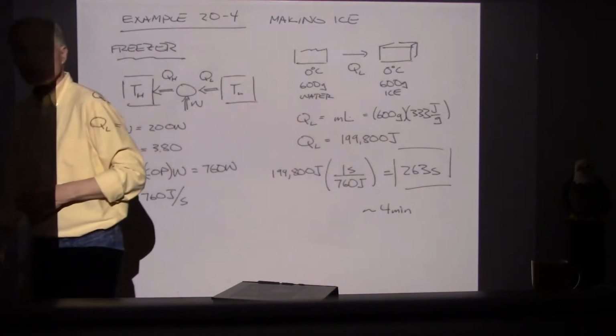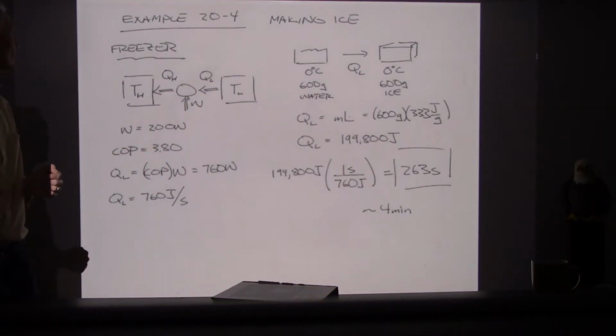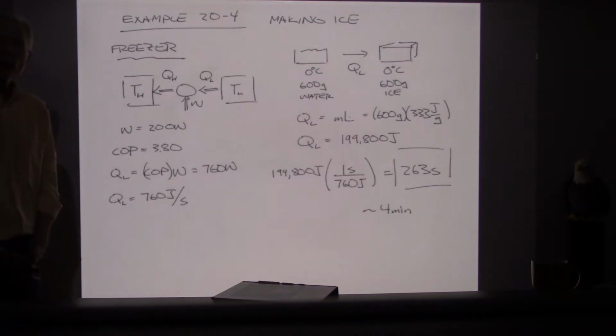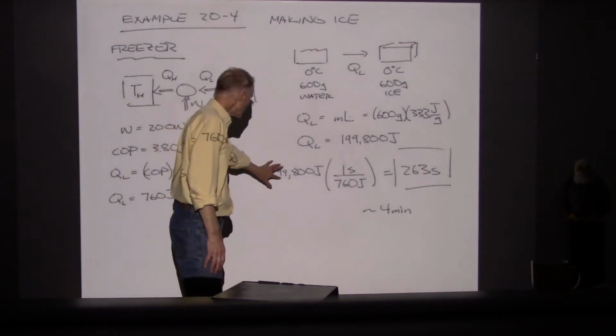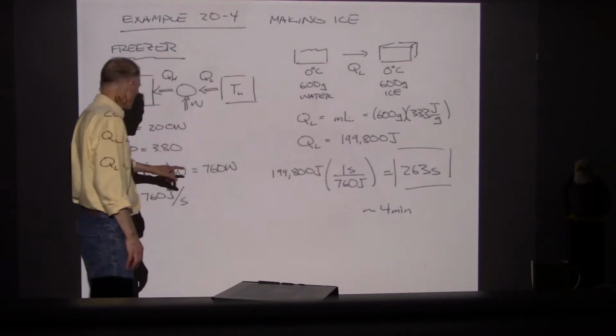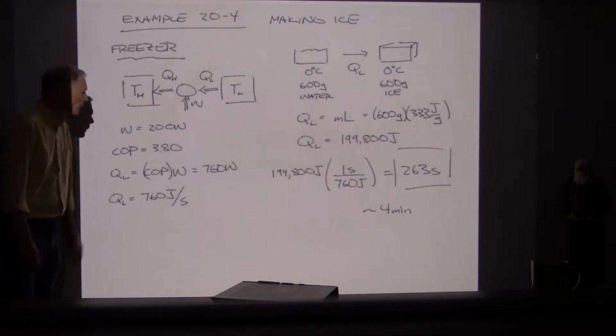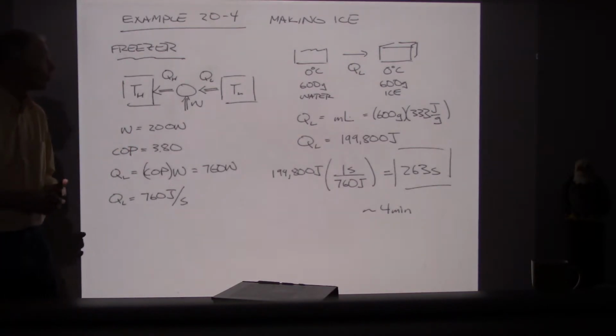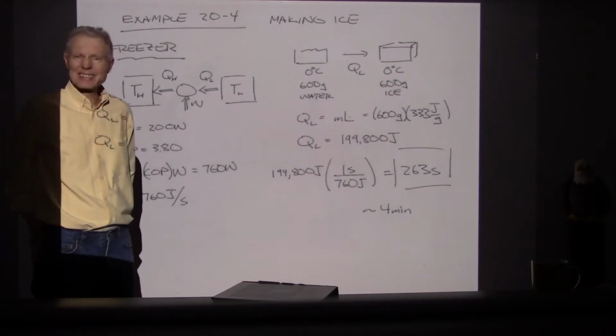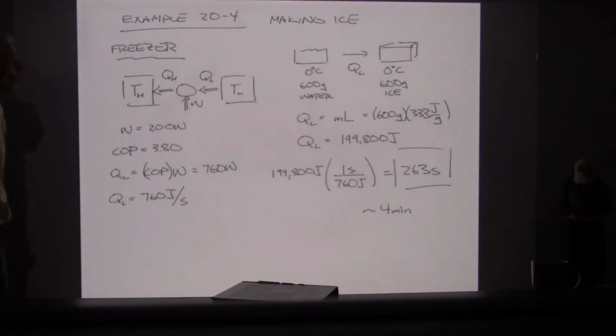So how long is it going to take this heat pump, this freezer, to transfer out 200,000 joules? So this is 199,800 joules. And what this told us is every second we are going to be able to transfer out, that's QL, 760 joules. And so what it says is 263 seconds. So we're using the full heat pump capabilities of this freezer to just make one set of ice. And I think that's why it's coming out so low.